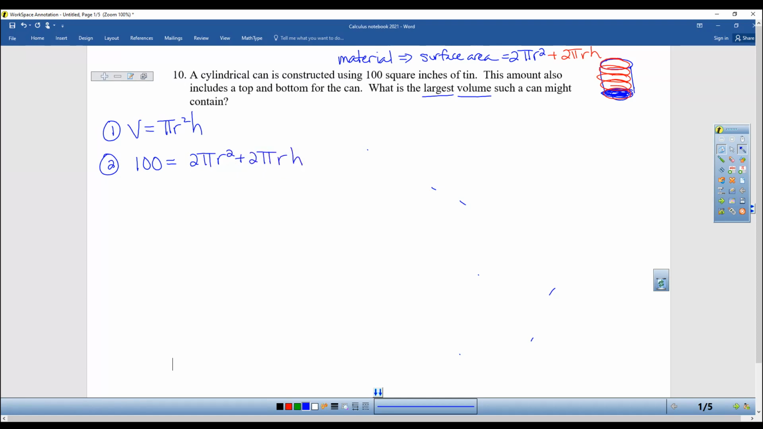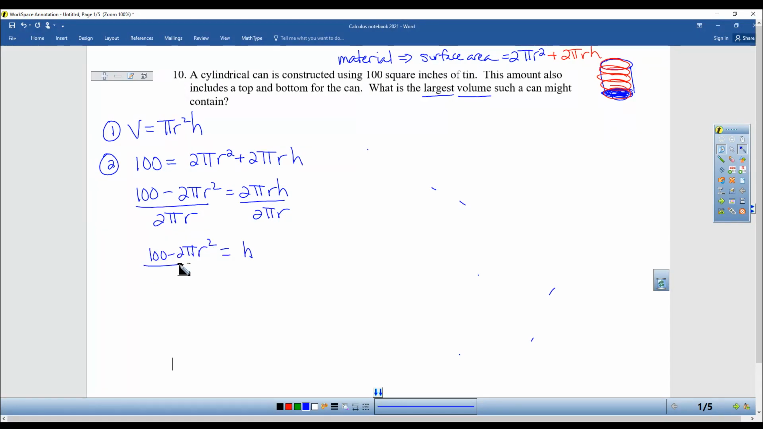The purpose of the constraint is to reduce the volume equation, or equation number 1, to one variable. The thing that I can get alone the easiest is the h, which is good because then I won't have to square it. So 100 minus 2 pi r squared is equal to 2 pi r h, divided by 2 pi r on both sides. And so h is equal to (100 minus 2 pi r squared) over 2 pi r.